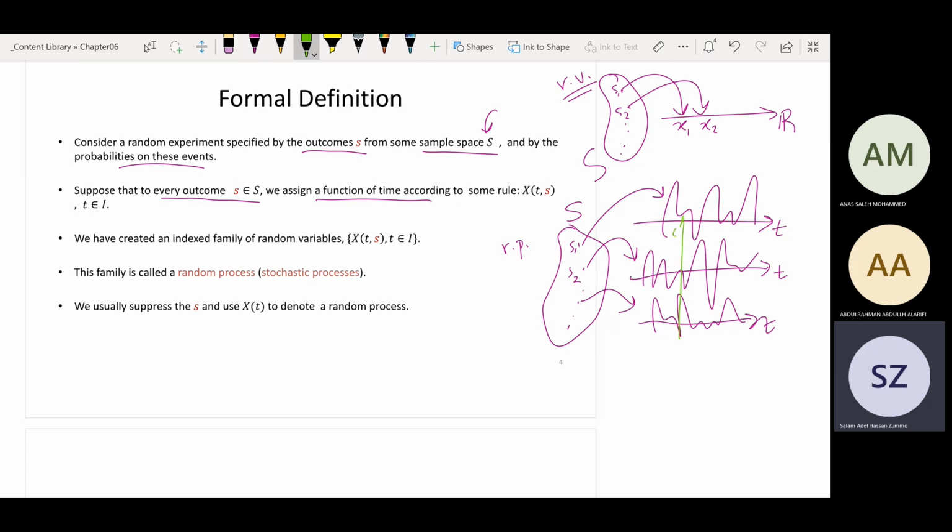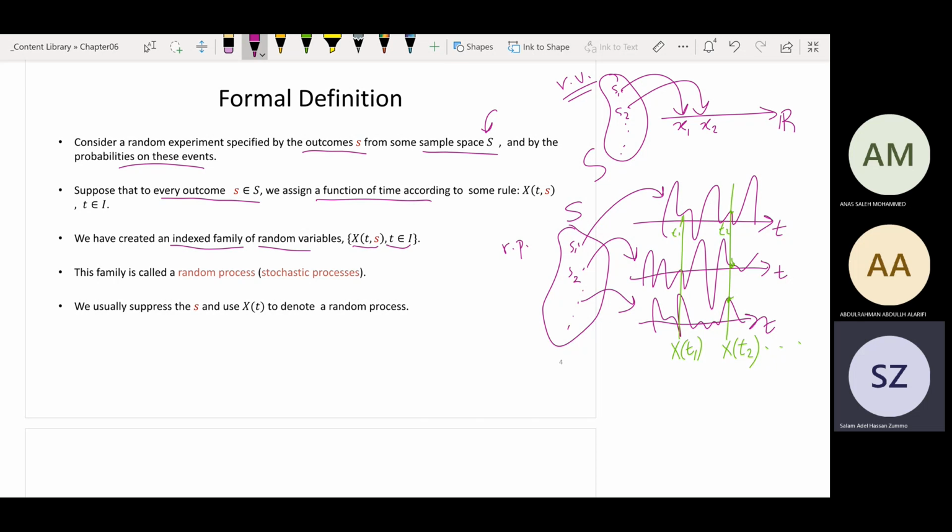this gives me, if this is T1, this gives me X of T1. While if I zoom at a specific time T2, it will give me X of T2. The collection of numbers. So what we did is we have created what we call an indexed family of random variables, X of T, where T belongs to a certain set.